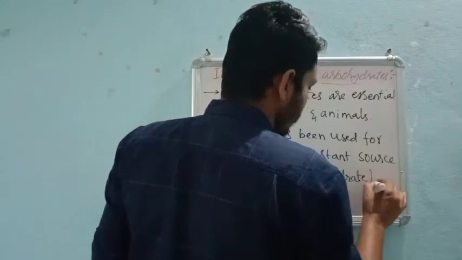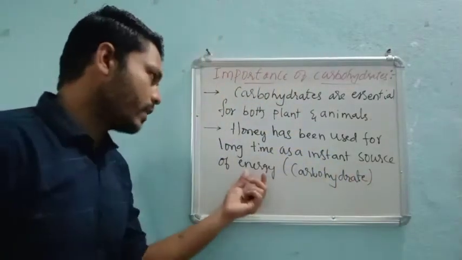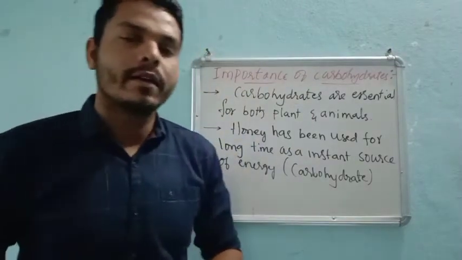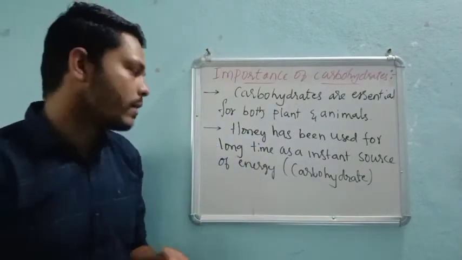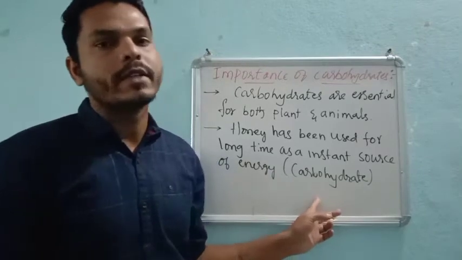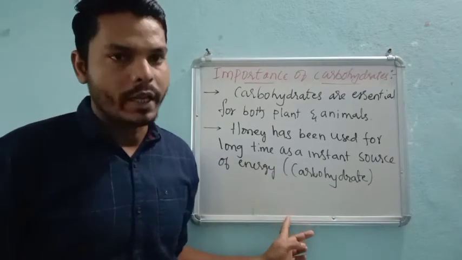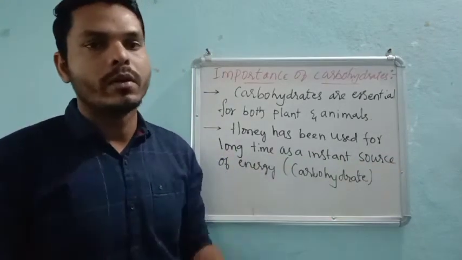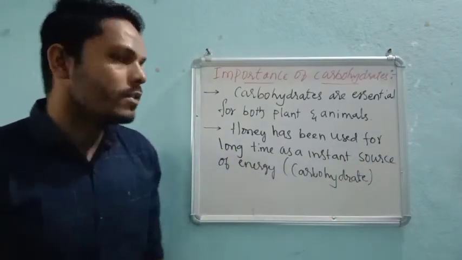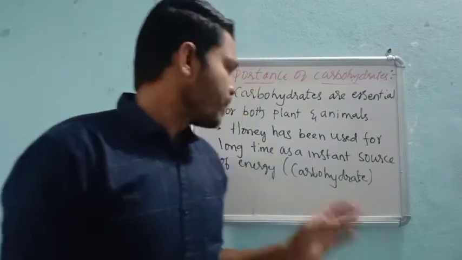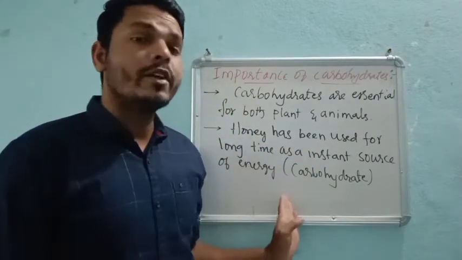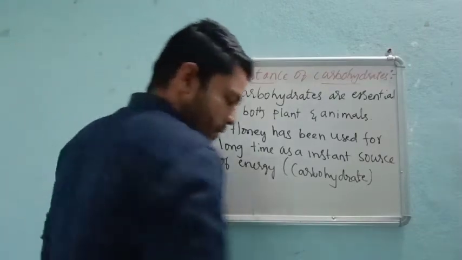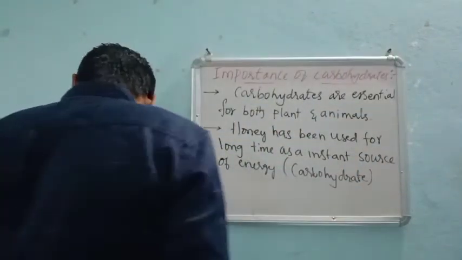So sweet sugars are present in the honey. Honey is the best source to get an instant carbohydrate, and a carbohydrate is nothing but something that provides energy for our body, right? So it is an instant source. That means if you have honey, instantly we will get energy, right? It is a very fast thing.